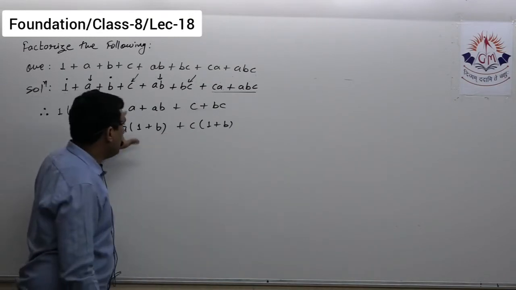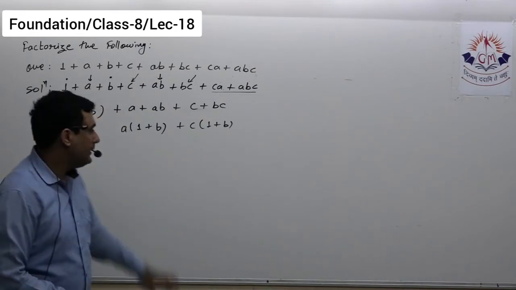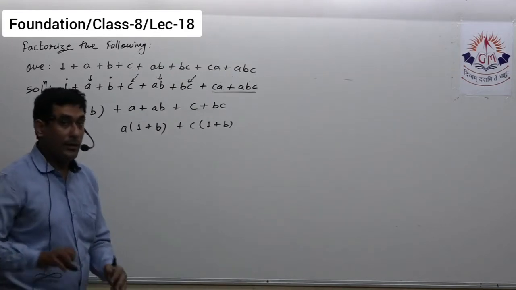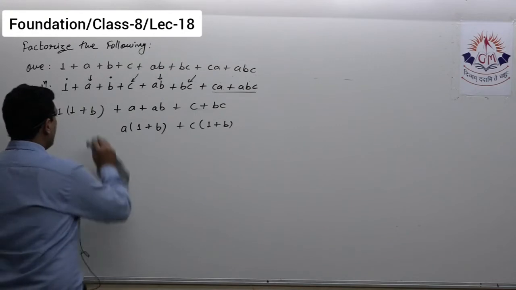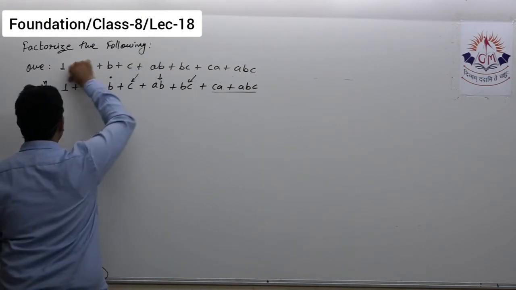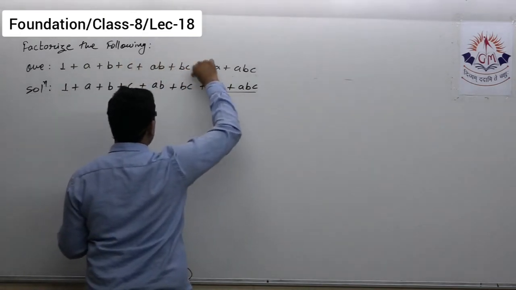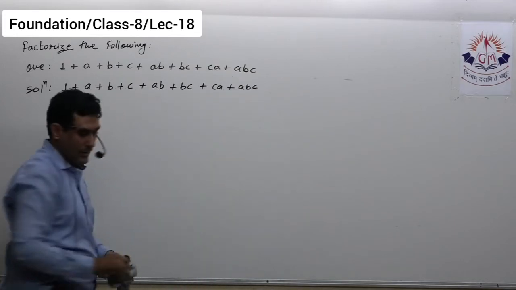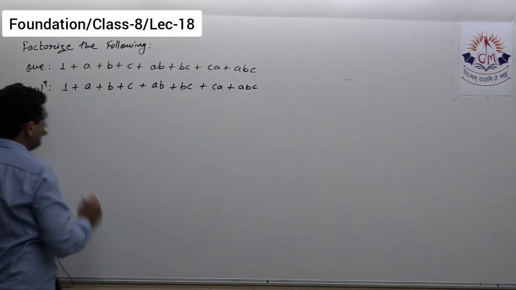First I told you that after taking common, I will be left with 1 plus a in the bracket. Then I explained another method in which I am getting 1 plus b in the bracket. It is also possible to factorize this by taking the terms in such a way that we will get 1 plus c in the bracket. So any one method I am going to give you as a solution. The remaining two methods you have to do on your own. For that, first of all, I have to rearrange the terms.